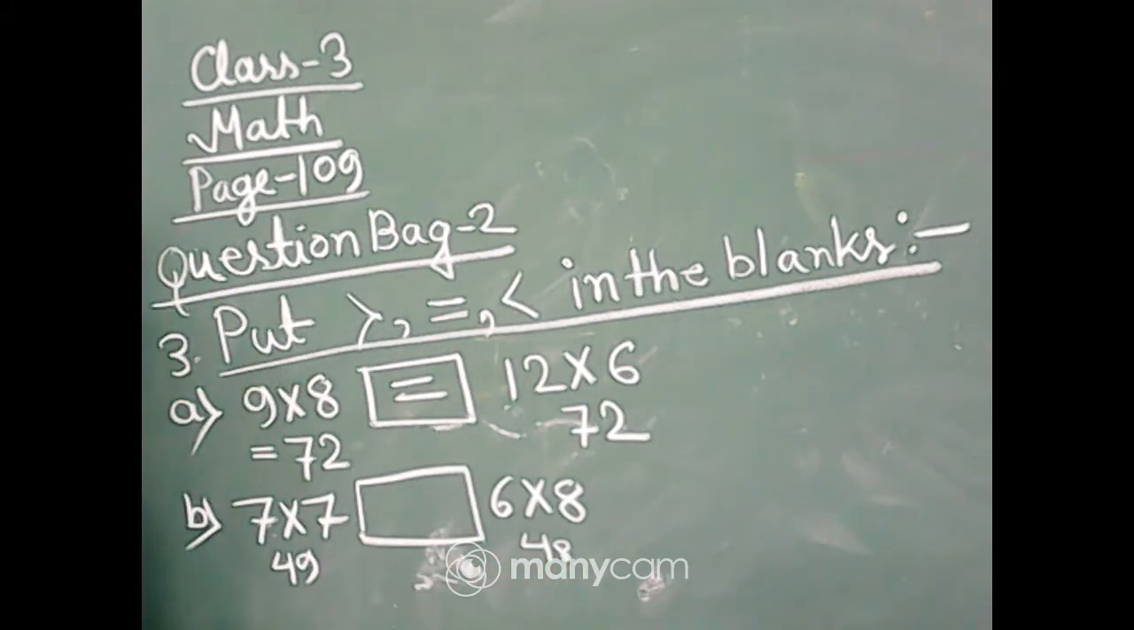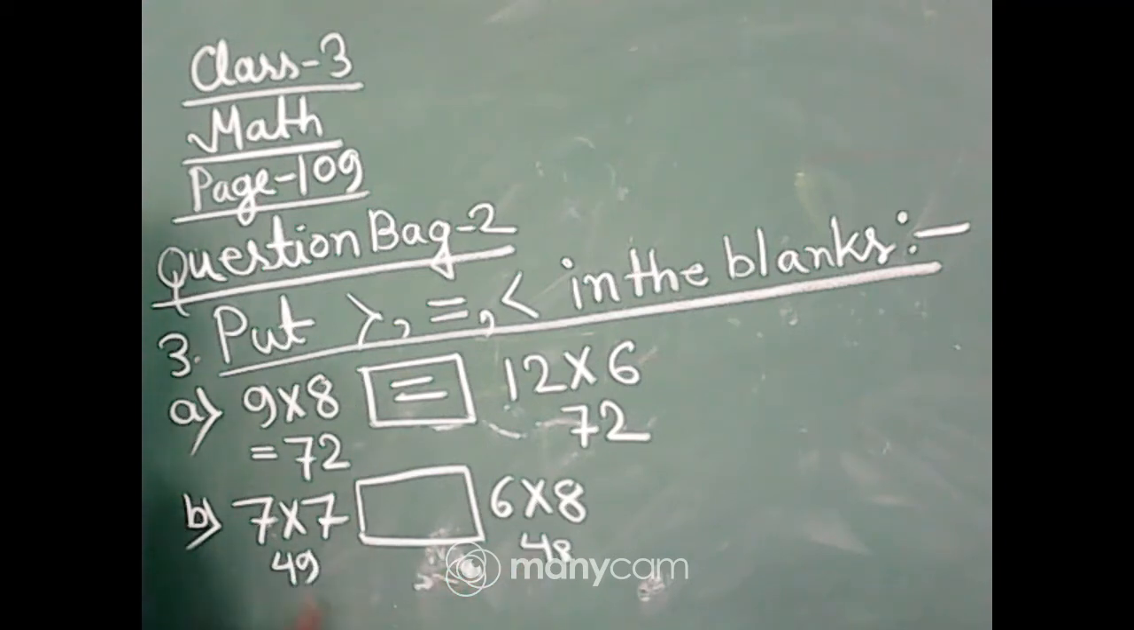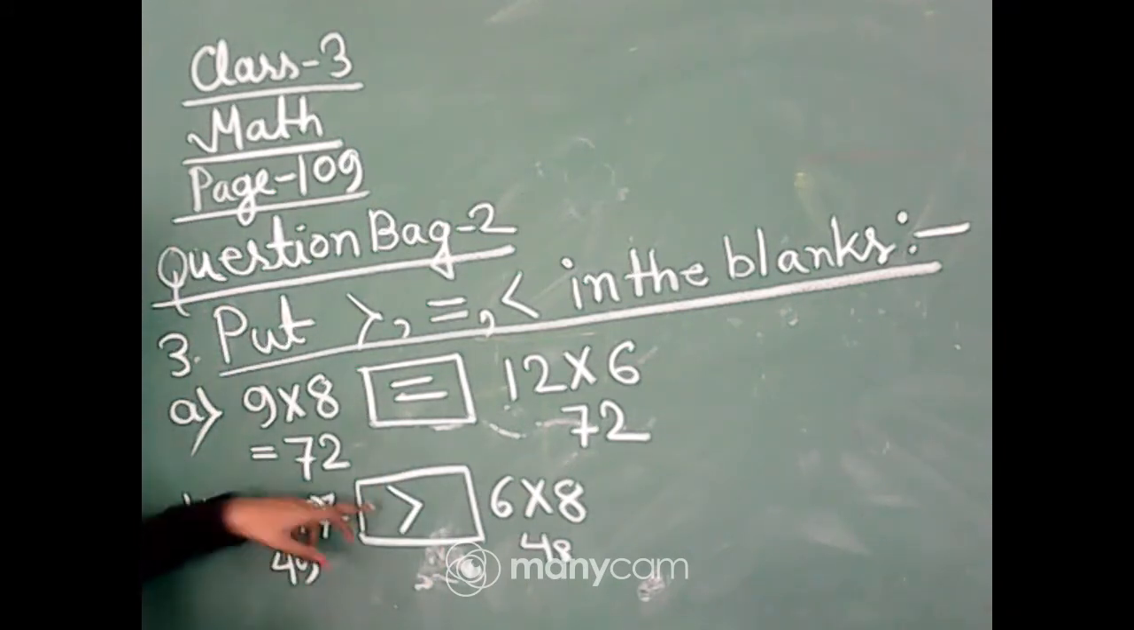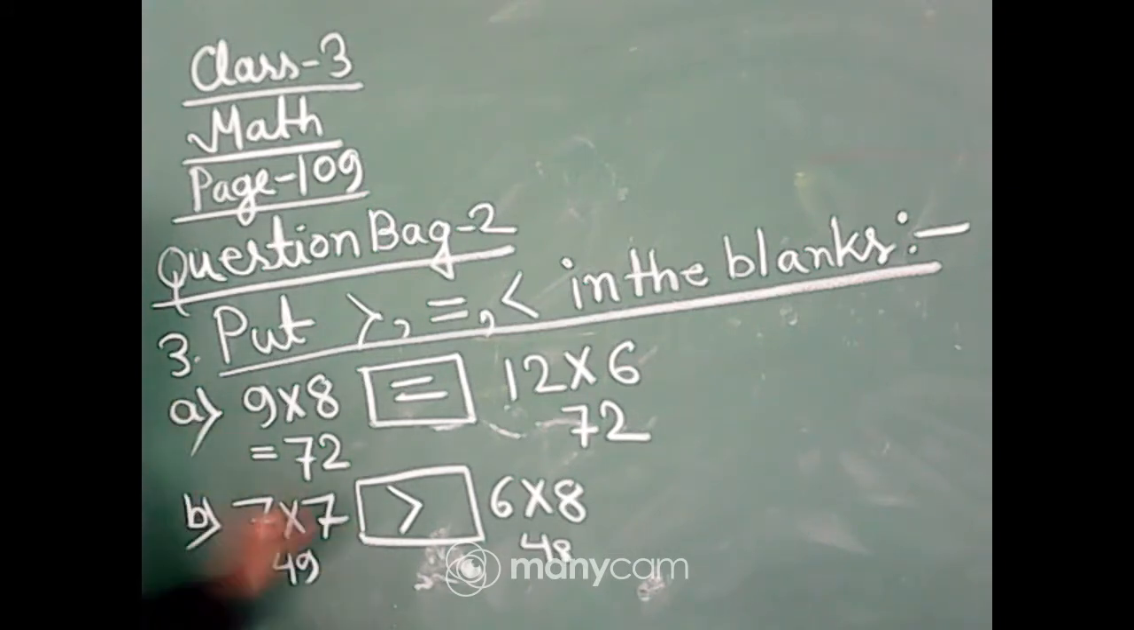Now students, see here, 49 is greater than 48, isn't it? Because 49 is bigger than 48 by 1. So this number is big. That means 7 into 7 is also bigger than 6 into 8. So that's why here we will put the greater than symbol. Okay.